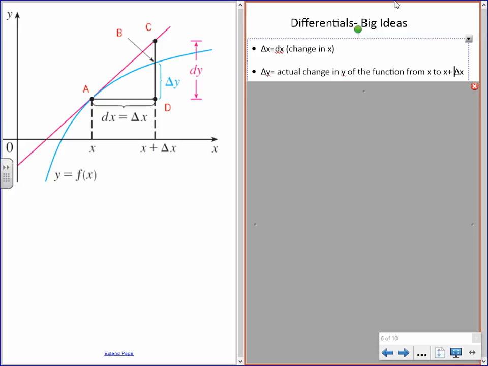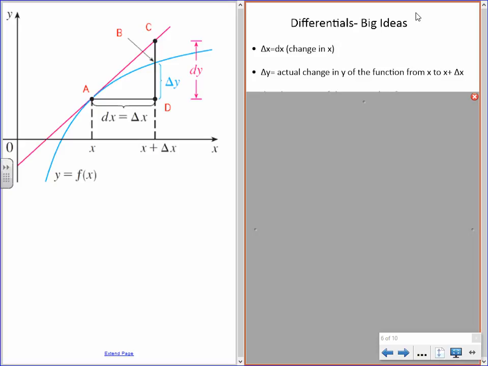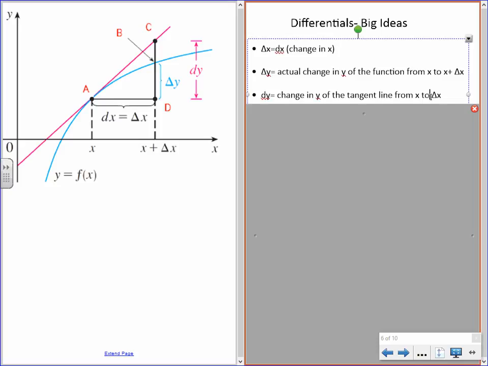Now, I want you to look at the picture. dy. That is the change in y on what part of our picture? Here's dy. Where's that point? On the tangent line. Okay? So dy is the change in y on the tangent line.